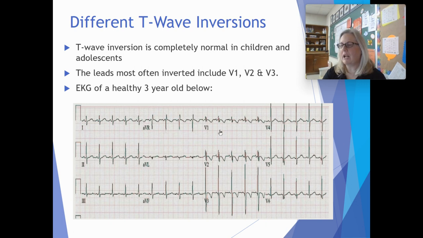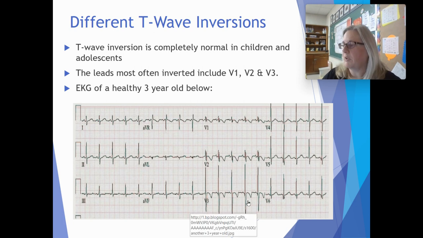Okay, and I showed this EKG to you earlier that this 3-year-old has these inversions in V1, V2, and V3. Completely normal for a 3-year-old to have the inversions, and T1, 2, and 3, no matter the gender. Okay. So as they get older, they'll start to flip over to the normal way.